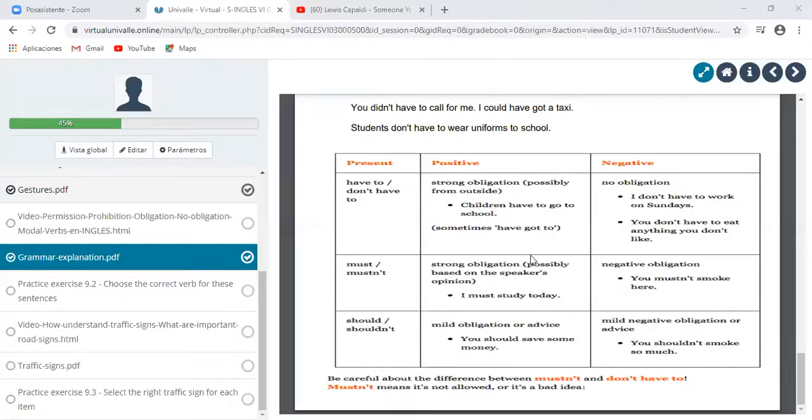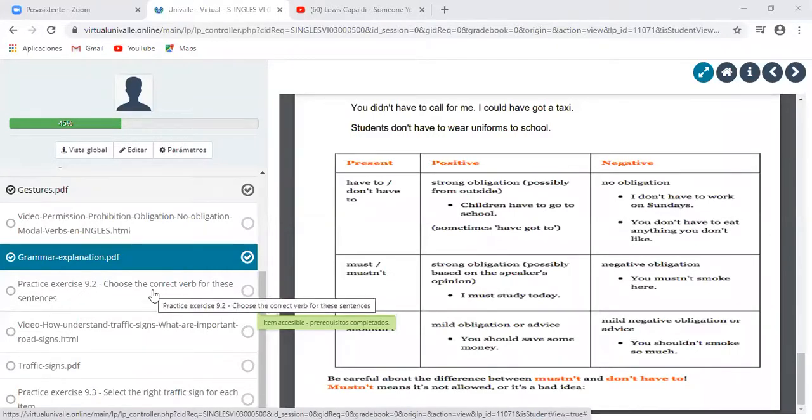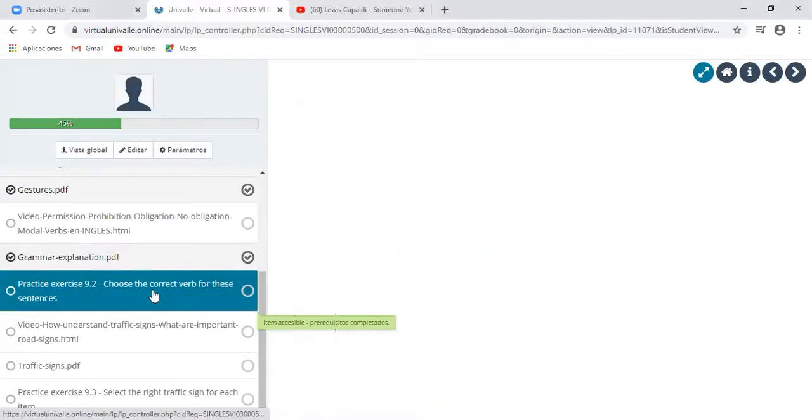Okay. So, in here, we have a practice exercise. You need to choose the correct verb for these sentences. Okay, now we are going to make it as a team.